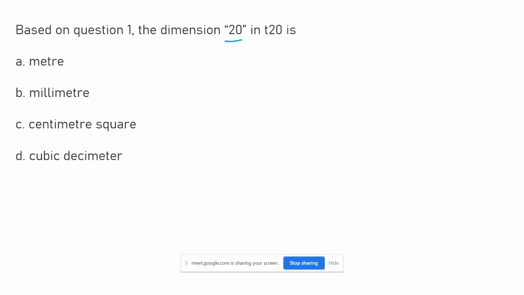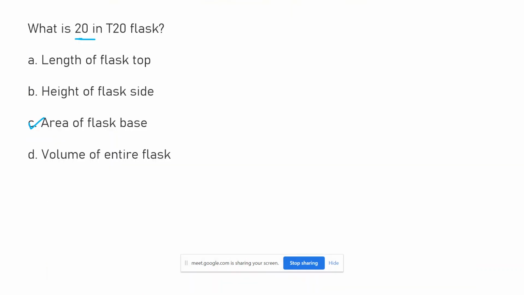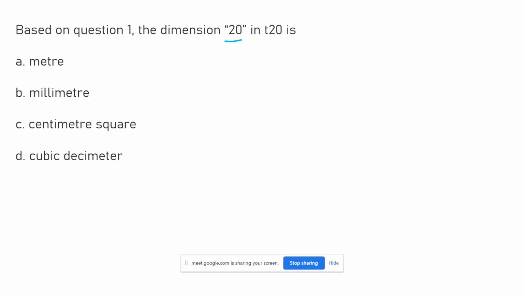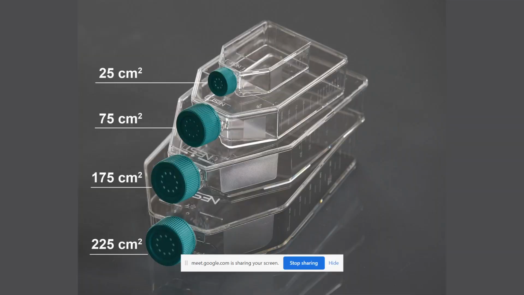So as I mentioned earlier, if you look at the answer to the first question, the 20 in T20 flask is the area of the flask base. So if it is area, then what will it be? Yes, so the correct answer is centimeter square. So this 20 is 20 centimeter square area. As you can see here, there's a hint in the question itself. The unit of area will be square, so it is centimeter square.